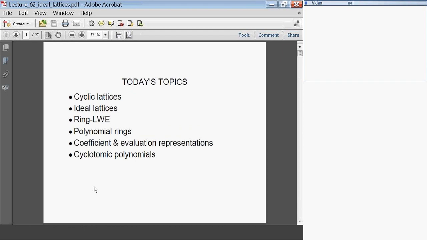We're going to move to lecture 2, focusing on ideal lattices. This lecture will be more practical compared to the first one, and we're going to introduce the concepts of cyclic lattices and ideal lattices, and then we'll discuss the mathematical problem that will be the cornerstone of the crypto schemes we'll be developing, and that problem is Ring-LWE. And of course, then we'll discuss certain concepts related to polynomials, which are equivalent to ideal lattices.